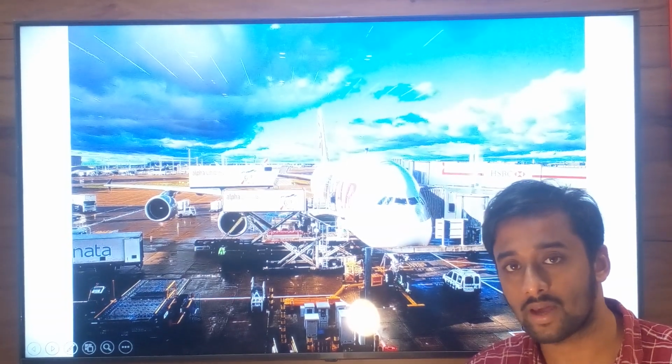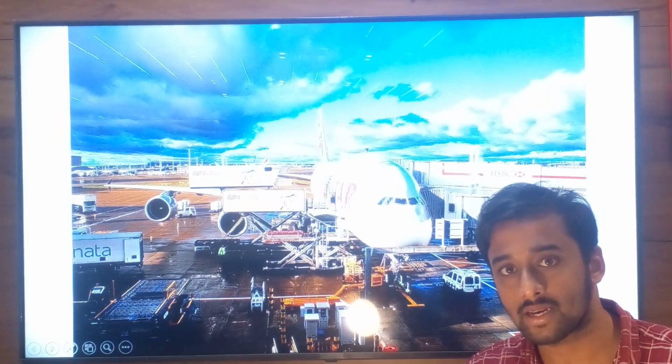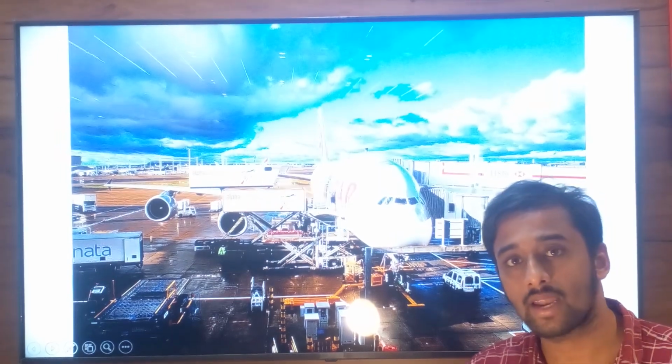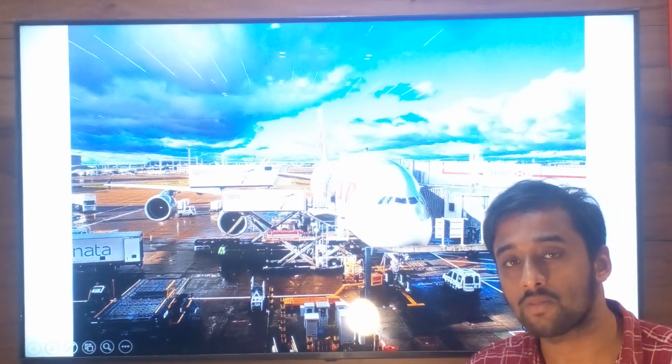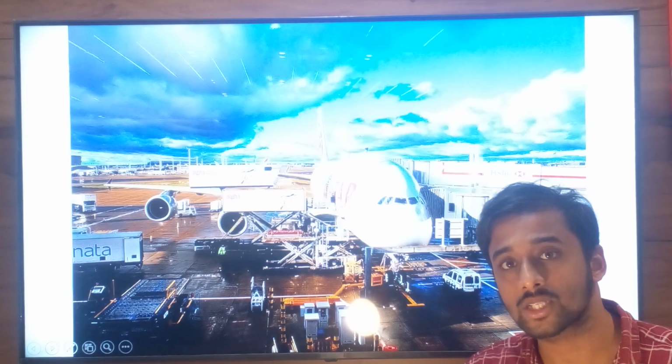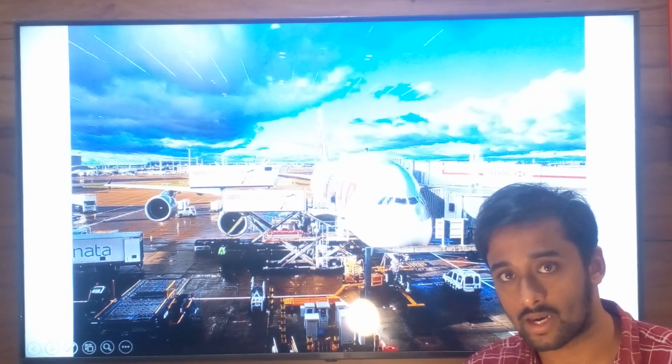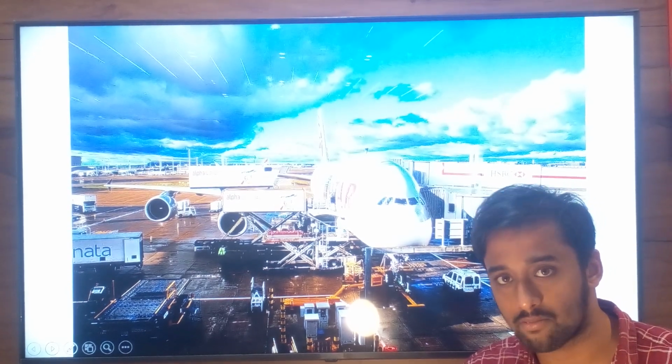Okay, so ramp is where aircraft is parked overnight and all that. Apron is where aircraft is parked for the short term. New passengers board, old passengers get down, new cargo is loaded, old cargo is unloaded. So all those activities happen at the apron.